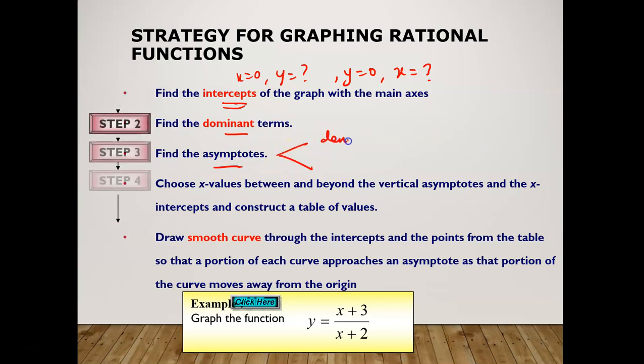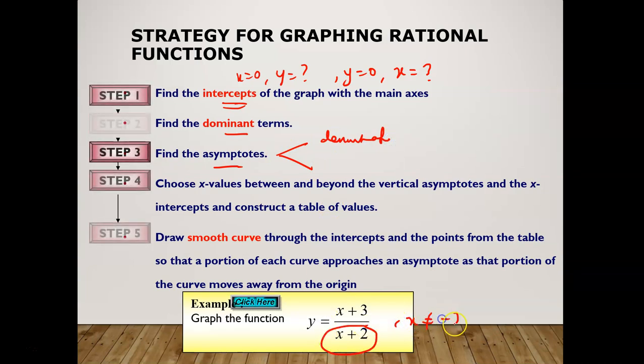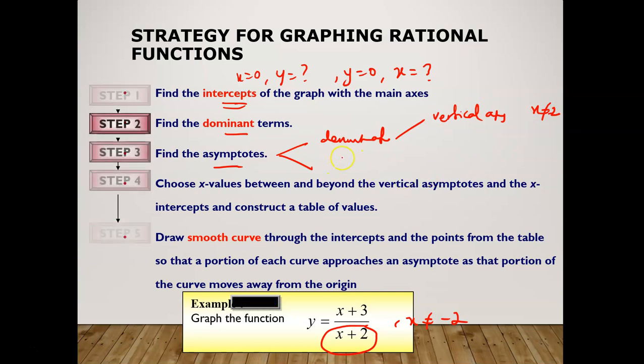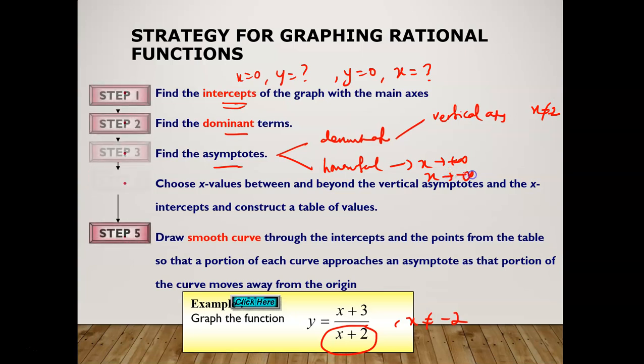look at the denominator. In this case, x not equal to -2. So you already have the vertical asymptote. x cannot be -2. Okay, and then horizontal asymptote when x is approaching positive infinity and x approaching negative infinity, and then choose x values between and beyond the vertical asymptote and the x-intercept and construct a table of values, and then draw the smooth curve.